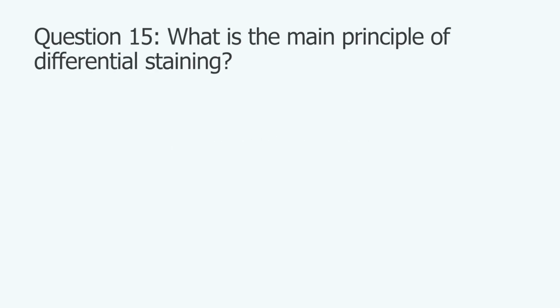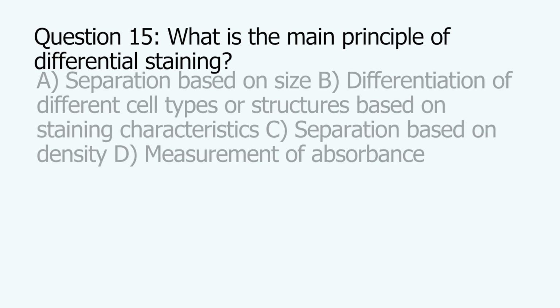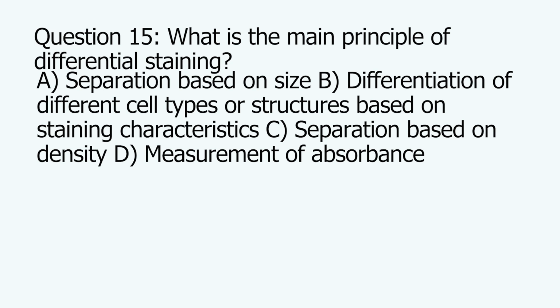Differential staining. Question 15. What is the main principle of differential staining? A. Separation based on size. B. Differentiation of different cell types or structures based on staining characteristics. C. Separation based on density. D. Measurement of absorbance. Answer.